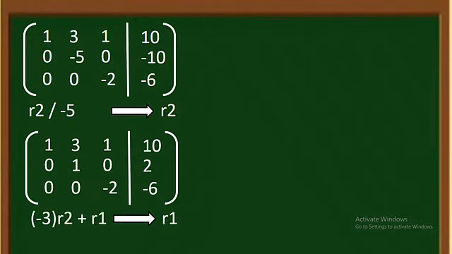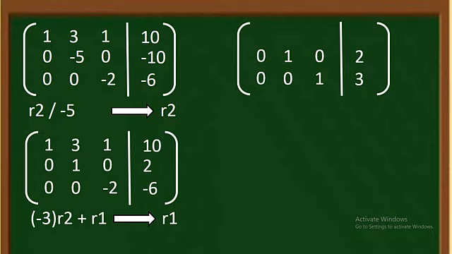The next thing that we have to do, to get 0 in the second part of row 1, we need to multiply row 2 with negative 3 and add to row 1 to get row 1. So negative 3 times 0 is 0, plus 1 is still 1. Negative 3 times 1 is negative 3, plus 3 is equal to 0. Negative 3 times 0 is 0, plus 1 is 1. And we have negative 3 times 2, that is equal to negative 6, plus 10, that is 4. So we arrive at the solution.